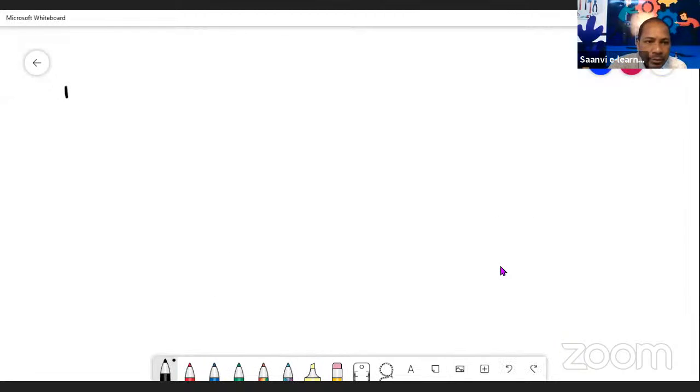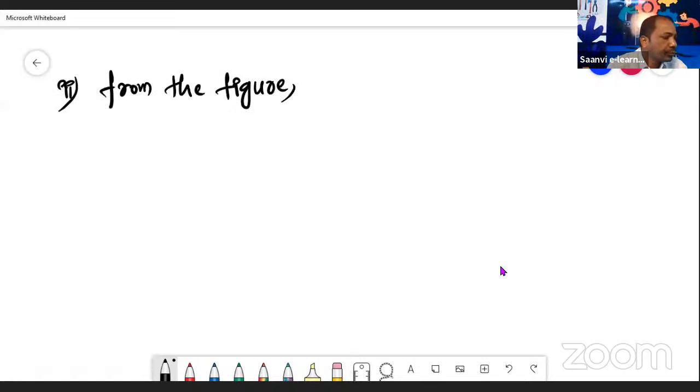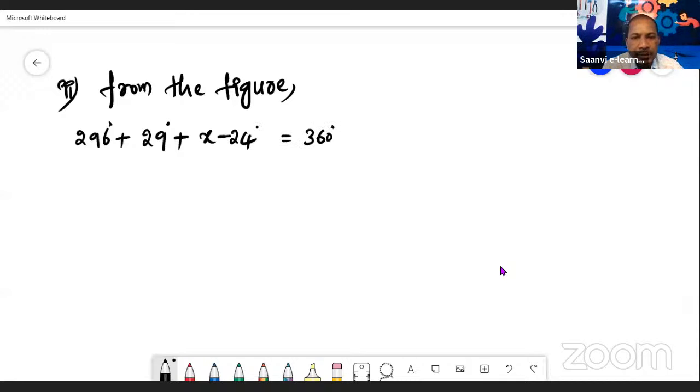Okay, see, from the figure, second one. All the angles: 296 degrees plus 29 degrees plus x minus 24 degrees. The sum of all these angles is equal to 360 degrees.